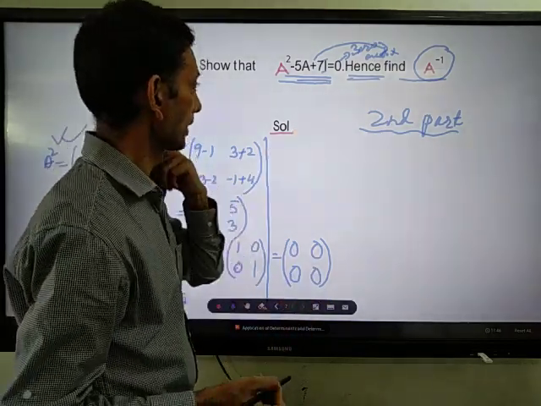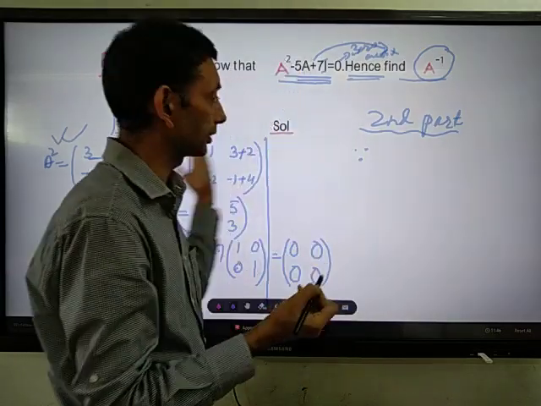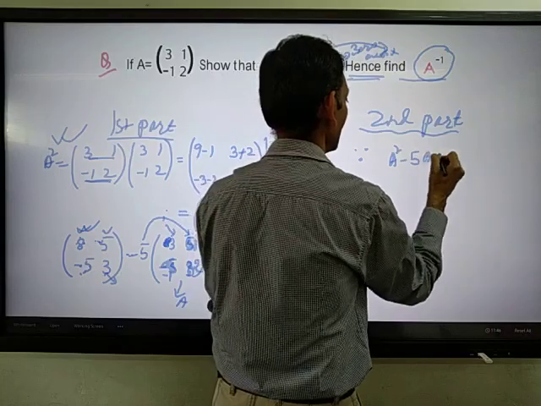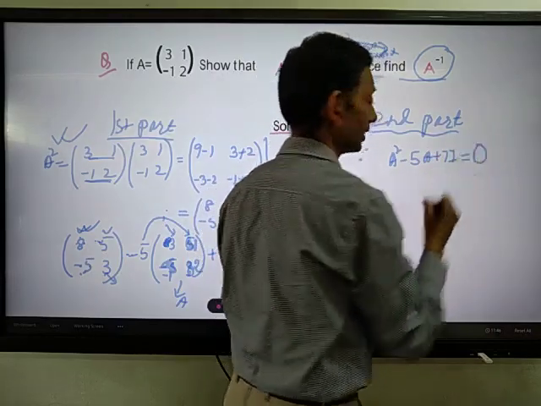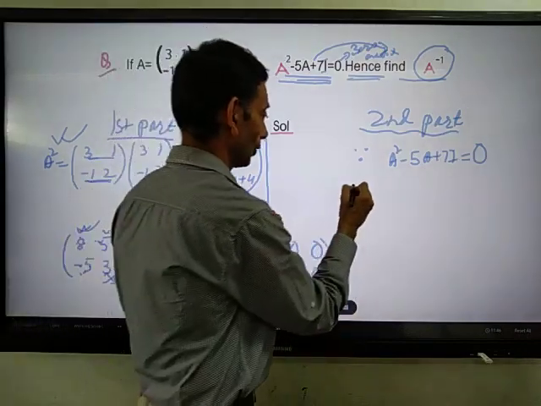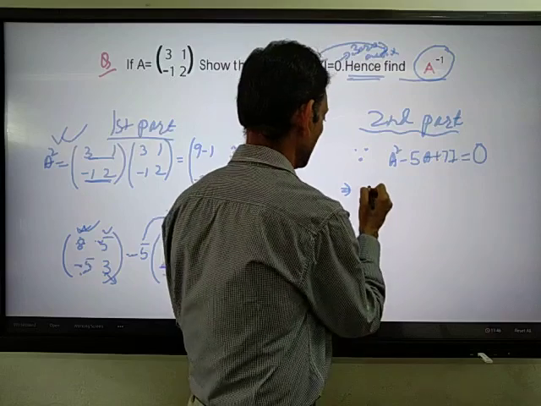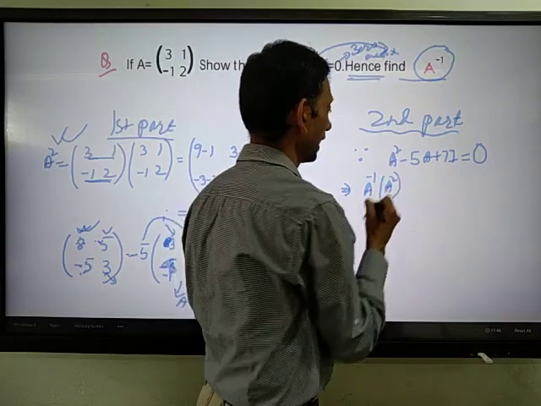The second part. Since we have just proved A squared minus 5A plus 7I is equal to, remember this, a 0 matrix, we have just shown. Okay, what is the next step? So we'll multiply by A inverse. Each term will multiply by A inverse.